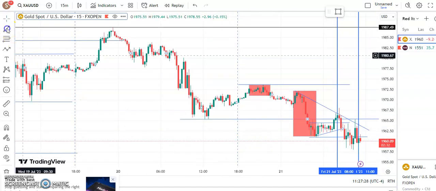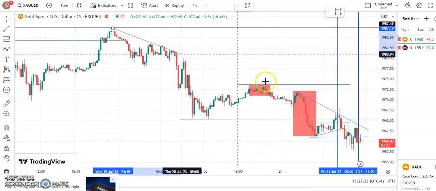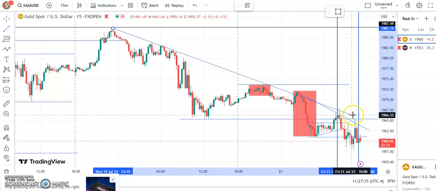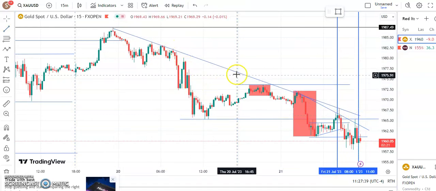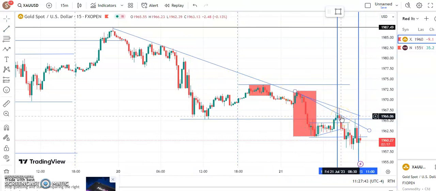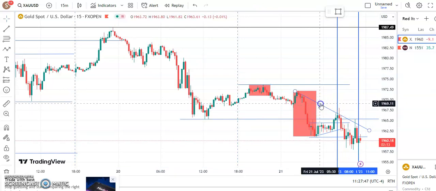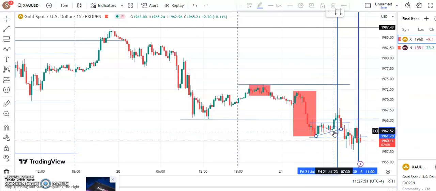Let us draw a trend line from yesterday's high. You can see that this is a trend line. Price is coming back to the trend line and bouncing. So, in my mind, well, this is my process.